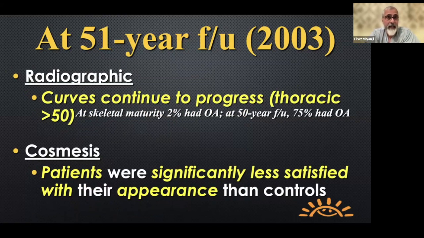At skeletal maturity, they noted that patients in their late adolescence, early adulthood didn't have much OA, but at the 50-year follow-up, many patients had developed osteoarthritis of their spine. Cosmesis, another significant concern in this cohort. They were less satisfied with their appearance than the controls. And I think nowadays, at least in the last decade or so, this is a significant concern for adolescents as well, in their appearance and the way they look.